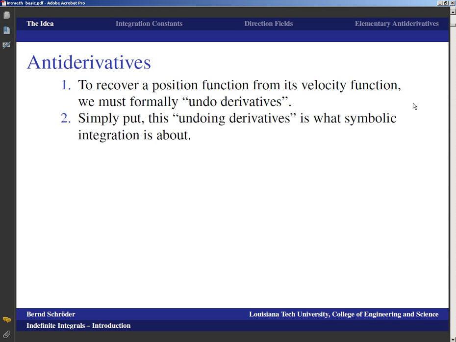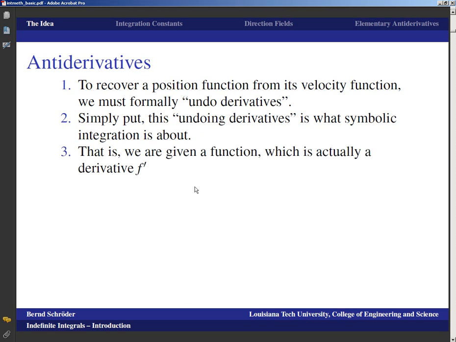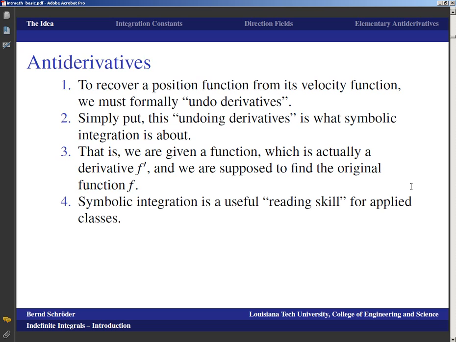Integration is also associated with the computation of areas. We will take care of that in separate modules. First, just the area in one module, and then the connection between antiderivatives and areas will be taken care of in the module on the fundamental theorem of calculus. So undoing derivatives, what does that mean? We are given a function, and that function is actually a derivative, so it's f prime, not f, and we're supposed to find the original function f.